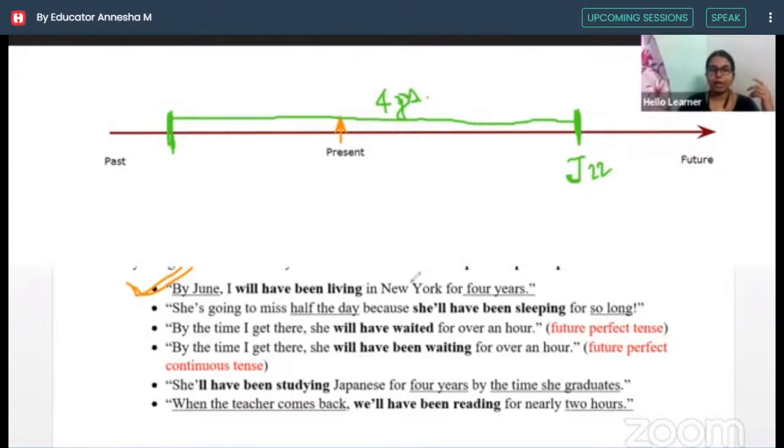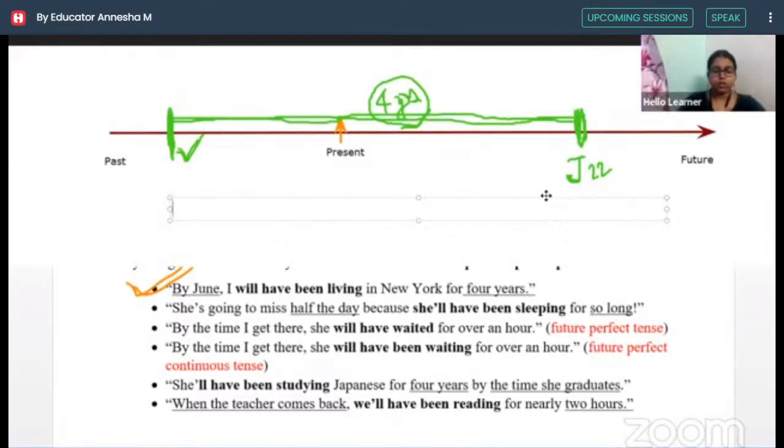So what am I doing? I am taking a point of time in the future, July 2022, and I am saying that a past action, living in New York, started in the past and has been going on, not till the present, only I am assuming till July 2022, how many years will I have been living here, a total of 4 years, right? And to express this sentence, I can also use the future perfect tense. We can use future perfect tense and also future perfect continuous. Is this clear? How we are using it?